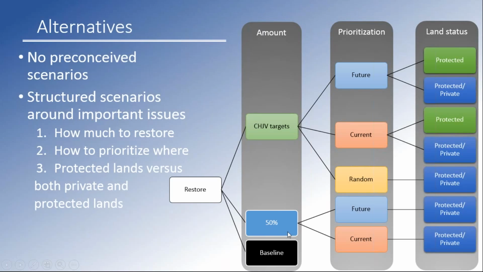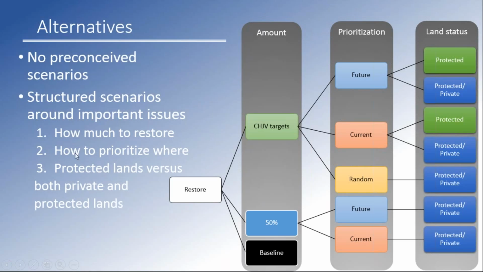We also considered what if we only did 50% of those targets, of those acreages for those habitats. And then finally, we considered a baseline run where we restored no acres. So this would essentially be no conservation done. And this provides our evaluation of, is it even effective to restore habitats for these populations? So this is kind of a baseline control.